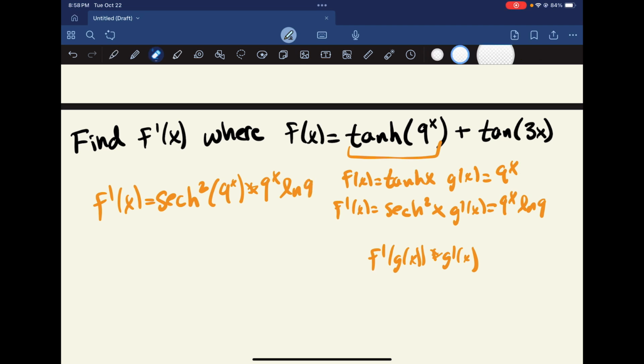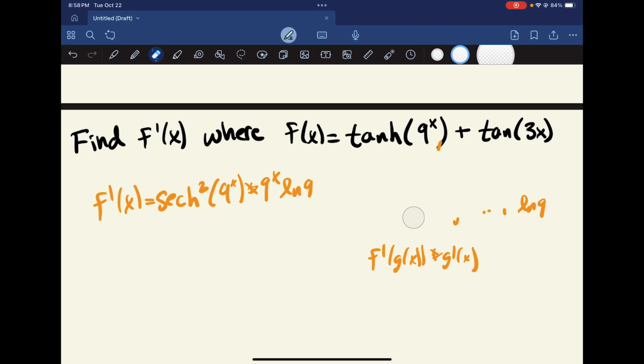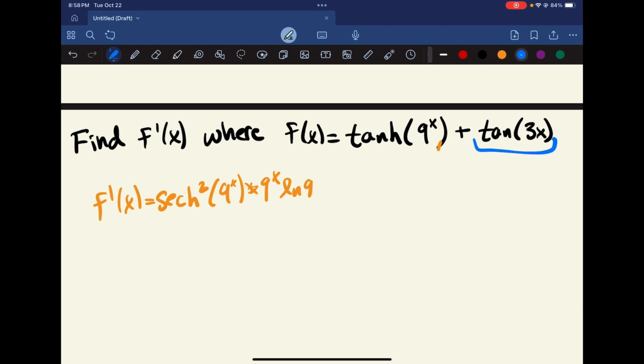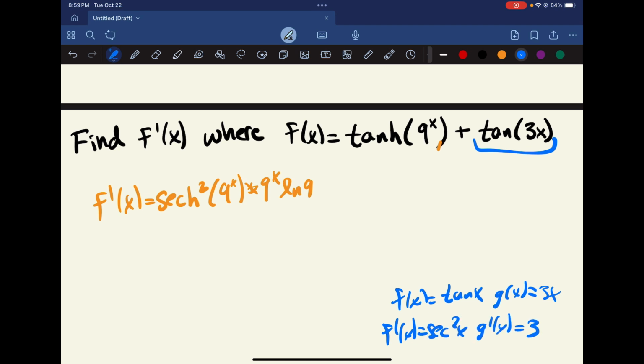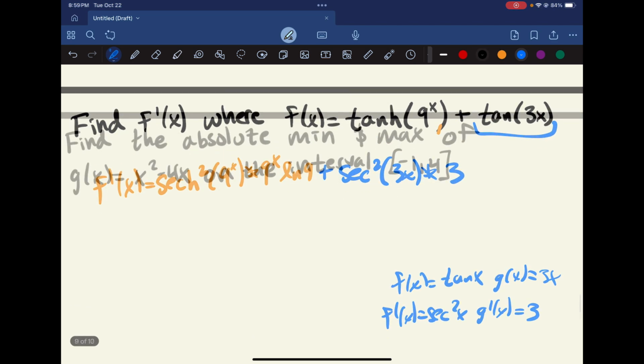And then, all right, so that is our first term. And then our second term, right, our f of x is tangent x. Our inside function is 3x. Derivative of tangent x is just secant squared x. Derivative of 3x is just 3. So that will be plus secant squared of 3x times 3. So that'd be our final answer there.